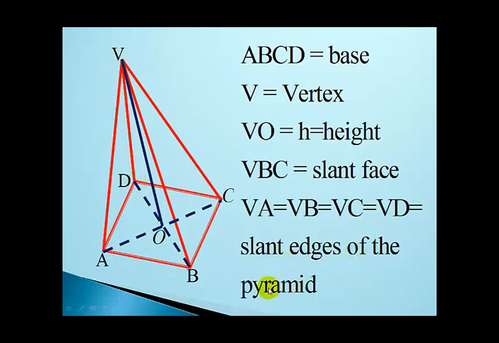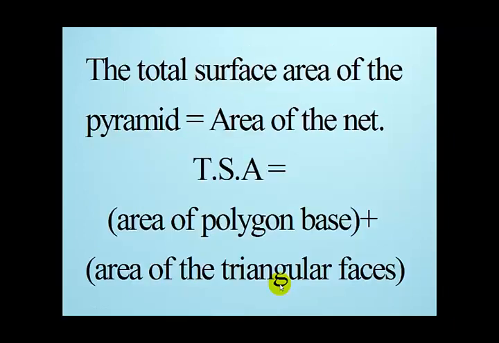Take note, VB is equal to VC, is equal to VD, and is equal to VA. We call them the slant edges of the pyramid. The total surface area of the pyramid is equal to the area of the net. So the total surface area is equal to the area of the polygon base plus the area of the triangular faces.